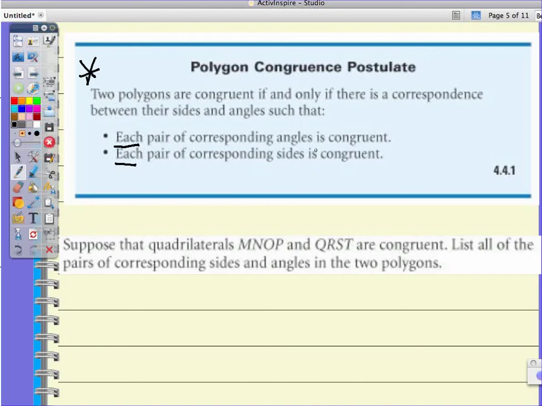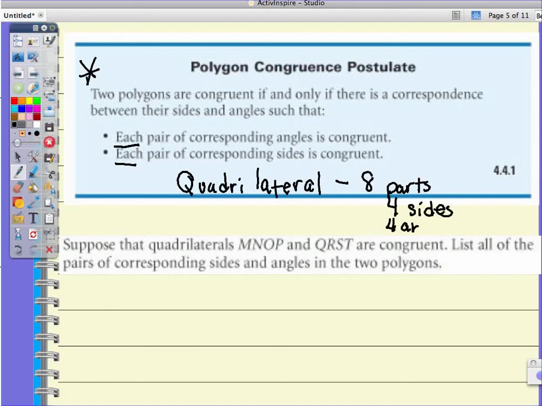So if you're trying to prove that 2 quadrilaterals are congruent, how many parts do you have to prove congruent? So for a quadrilateral, how many parts do you have to prove congruent? The answer is 8 parts. You have 4 sides and you have 4 angles. So now you could probably figure it out for triangles, pentagons, hexagons, etc.